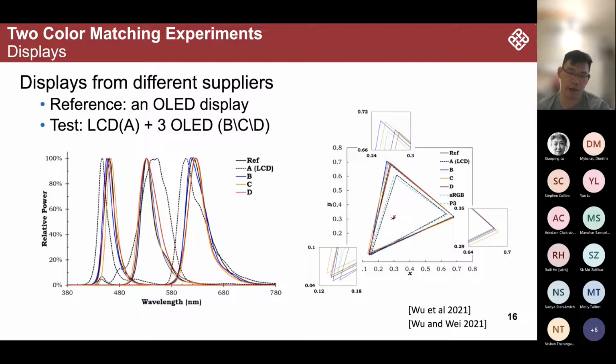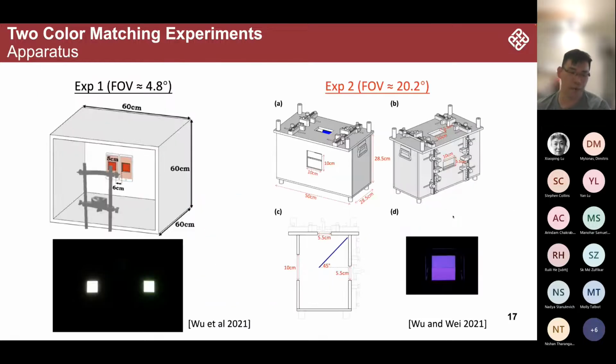And we're trying to maximize the differences caused by these different primaries in terms of our cone photoreceptors. So we built 2 different apparatuses. The first one is a viewing booth, and we have 2 openings at the back so that we can put 2 displays behind the viewing booth. So you can see that in the experiment, these 2 squares are actually coming from the displays.